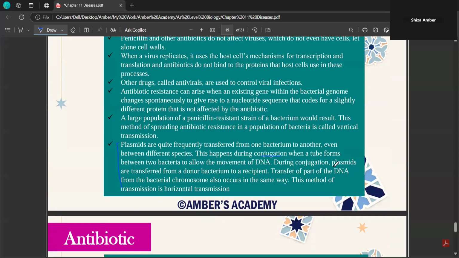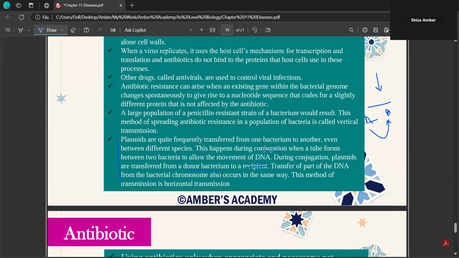So, when plasmids are transferred from a donor bacterium to a recipient bacterium, the plasmid is not transmitted to the offspring of bacteria, rather it is transmitted in a horizontal manner. Meaning this was bacteria A and this was bacteria B, and if the plasmid of bacteria A was transmitted into bacteria B, then this is horizontal transmission, not vertical transmission. Vertical transmission takes place between parents and offspring, all right? So you need to be sure what is meant by horizontal transmission. Again, I'm repeating, it is when the plasmid of bacteria A is transferred to bacteria B.